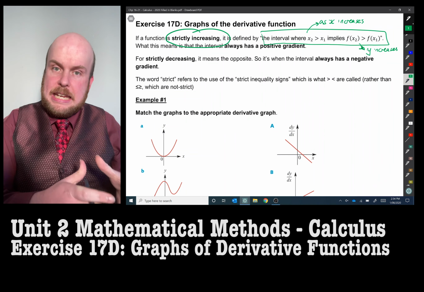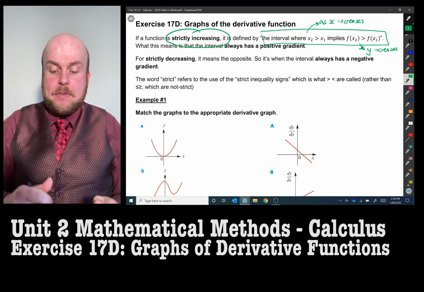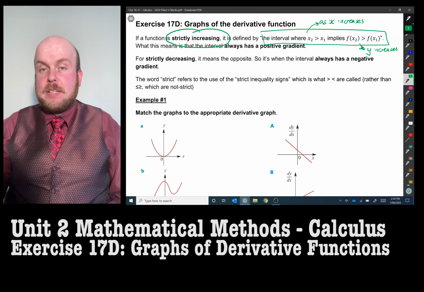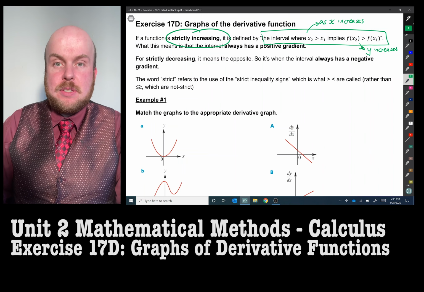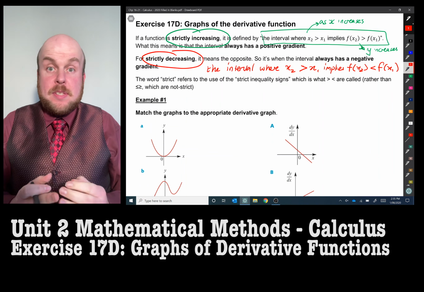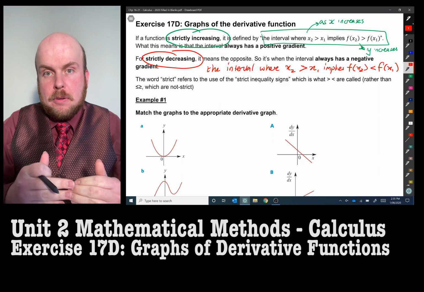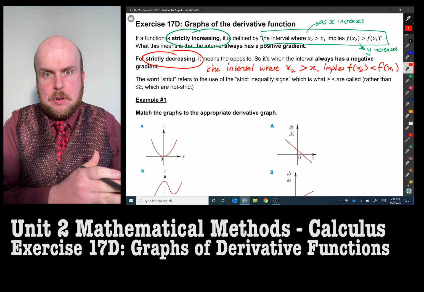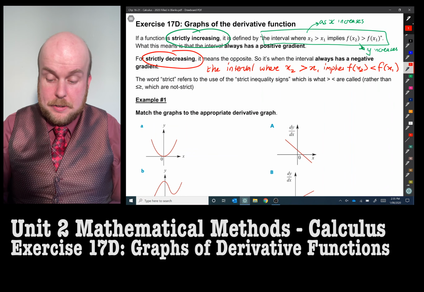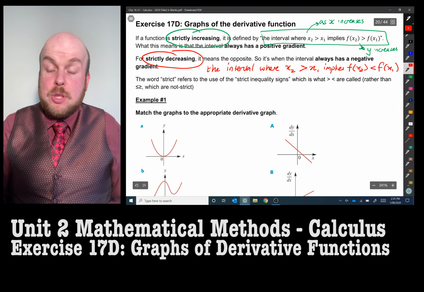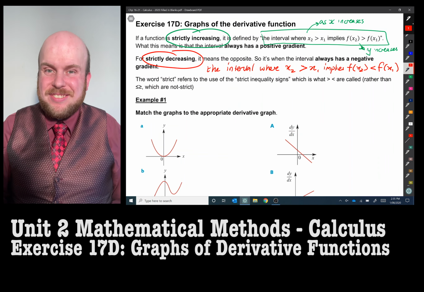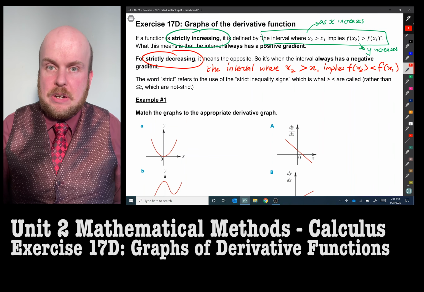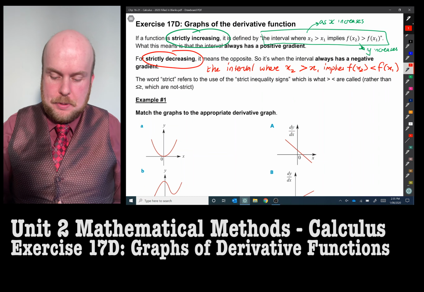So strictly decreasing would be the opposite, where the interval where x2 is greater than x1 implies that f of x2 is less than f of x1. Obviously, the only thing that stays the same is that we must always refer to looking at the rate of change as x increases. We always read from left to right. We don't go the other way around. The word strict comes from the fact that there's strict inequality signs. That means just the greater than or less than symbol instead of greater than or equal to symbols.